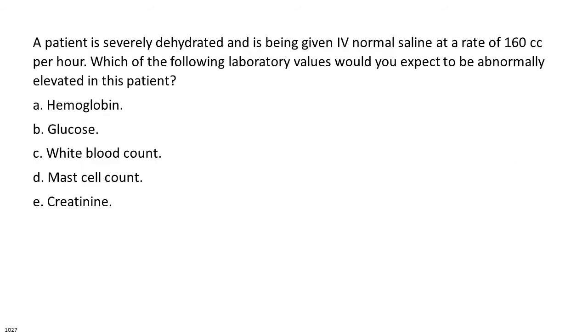A patient is severely dehydrated and is being given IV normal saline at a rate of 160 cc per hour. Which of the following laboratory values would you expect to be abnormally elevated in this patient? A. Hemoglobin. B. Glucose. C. White blood count. D. Mast cell count. E. Creatinine.